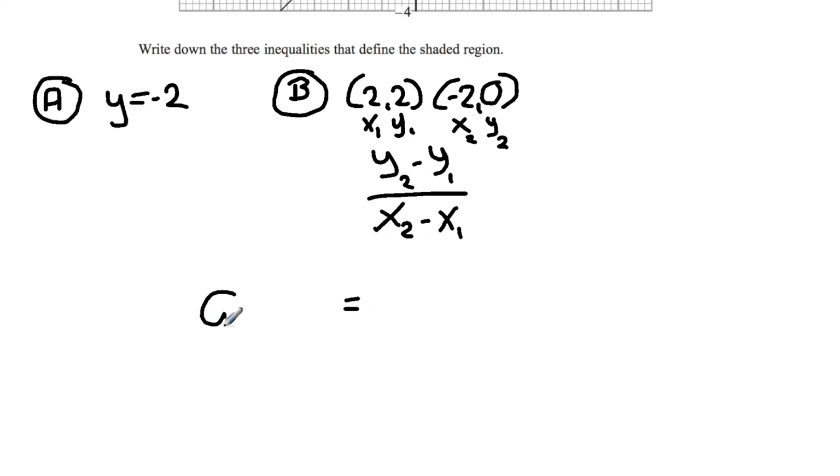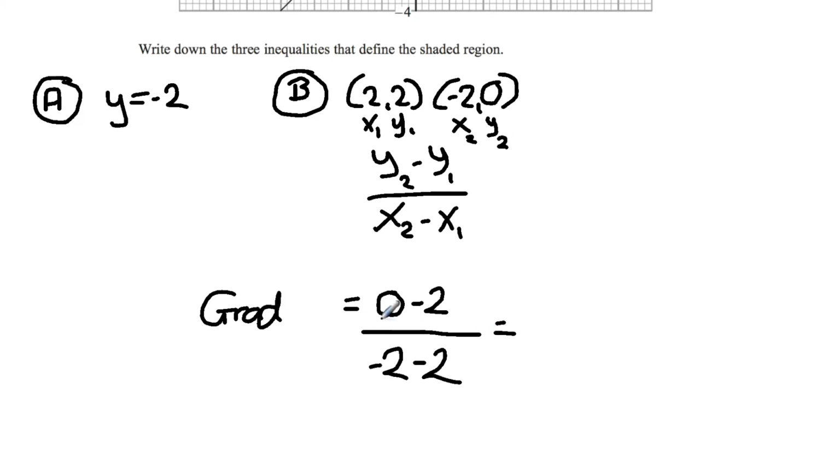So the gradient is y2 is 0, y1 is 2, minus 2, over x2. x2 is negative 2 minus x1. x1 is 2. So we have 0 minus 2 is minus 2, over negative 2 minus 2, which is minus 4. Minus 2 over minus 4 is positive 1/2. Okay, so therefore the gradient is 1/2.